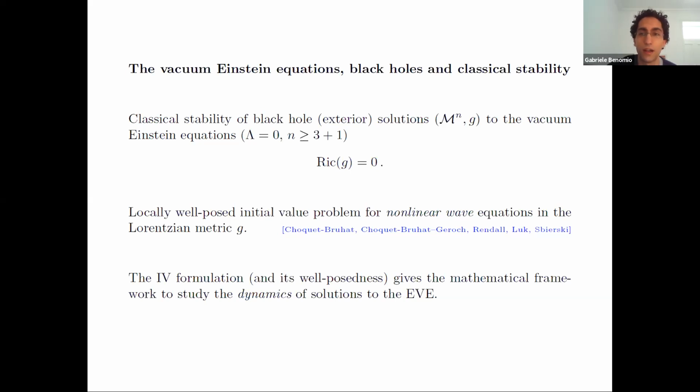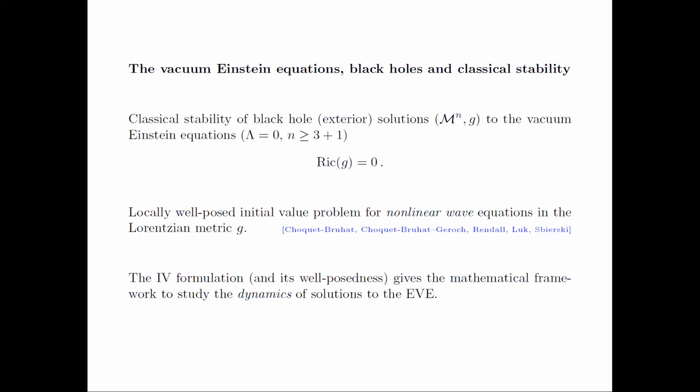Let me recall briefly that for us, a solution to the vacuum Einstein equations is a Lorentzian manifold (M, g), where g is a Lorentzian metric, and we allow the dimension to be greater than or equal to 3+1. The Einstein equations are the vacuum equations because we're setting the right-hand side of the equations to be equal to zero. And we're also setting the cosmological constant to be equal to zero.